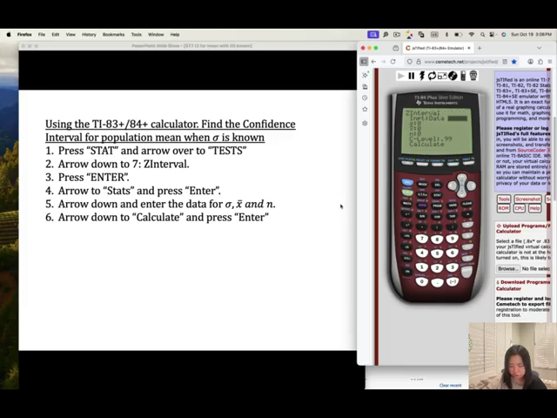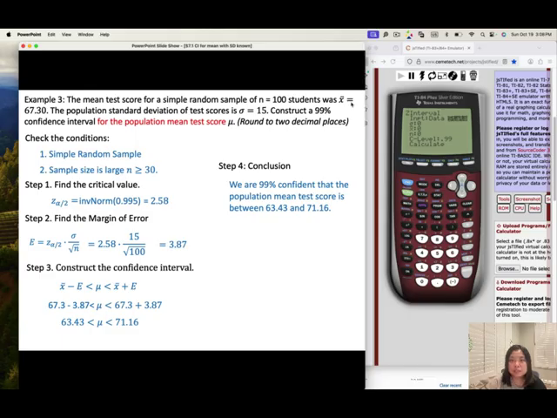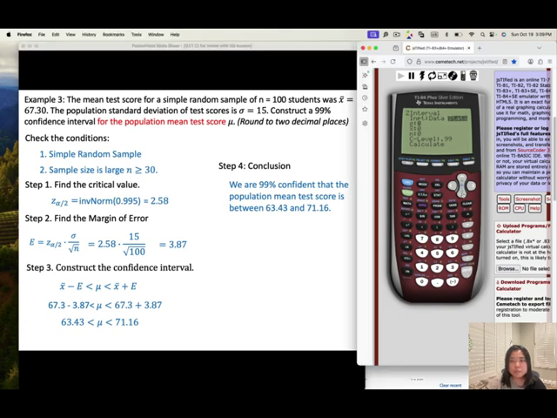Enter. From our example, we are given the statistics summary. Statistics summary means they already give you the sample mean and the population standard deviation. If they give you a list of data, then you choose data, but you need to input the data in your L1 first. Population standard deviation is 15, sample mean 67.3, sample size 100, and we are working on 99%. Put the decimal here, 0.99, and then calculate. Scroll down and click calculate, enter. So you're gonna see the confidence interval 63.43, 71.16.